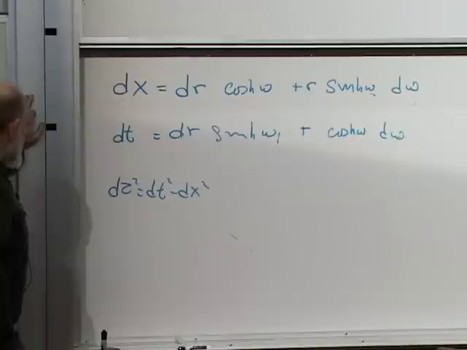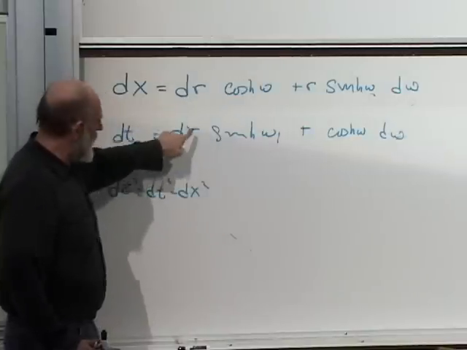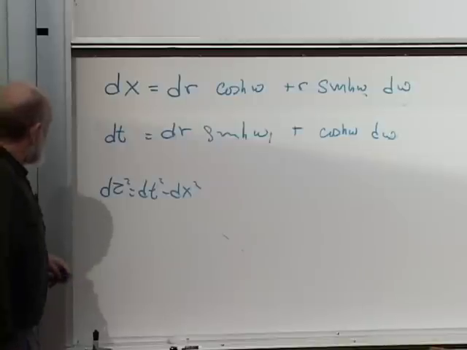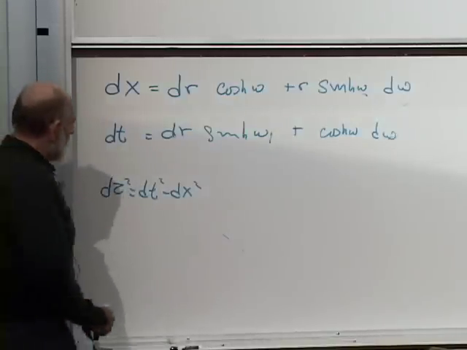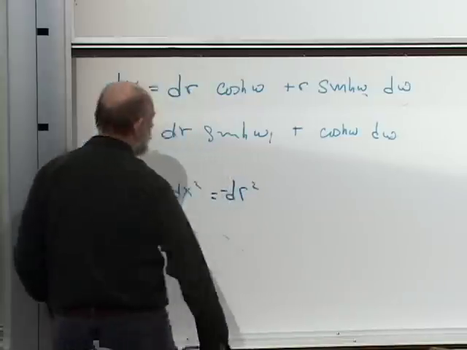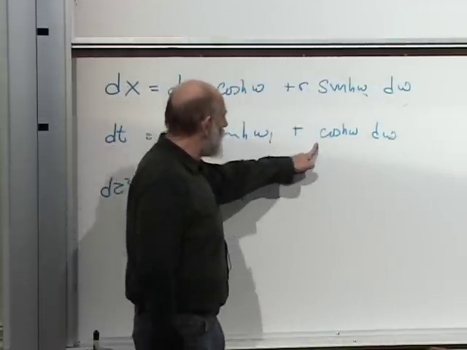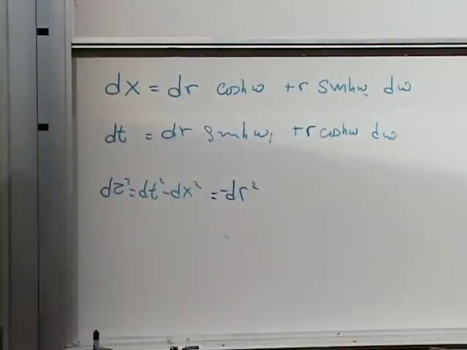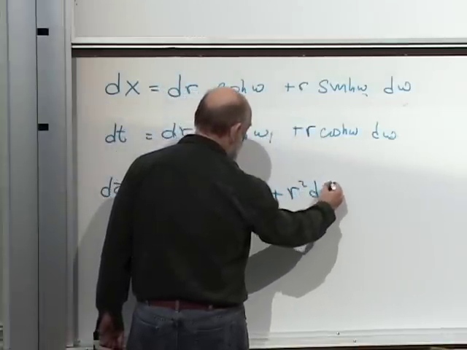d tau squared equals dt squared minus dx squared. Okay, so good. So what do I get from the two terms with the dr squared? We'll get sinh squared minus cosh squared, right? What's sinh squared minus cosh squared? Sure it's not minus one? I think it's minus one. So we get the dr squared with a minus sign. Now we're going to get another term with a d omega squared. That one's going to have cosh squared minus sinh squared. What's cosh squared minus sinh squared? 1. But we're also going to have an r squared. So there's going to be plus r squared d omega squared.